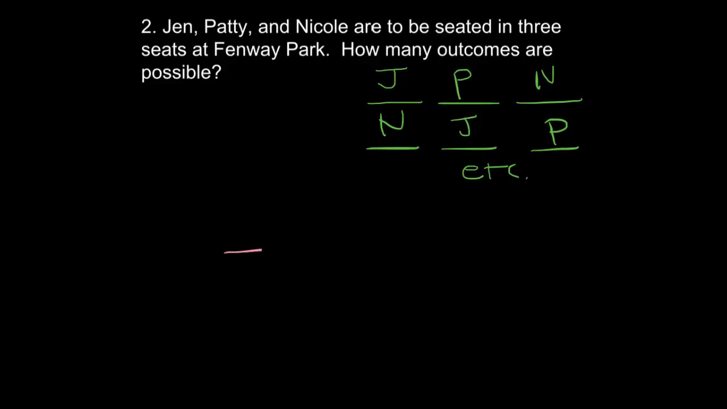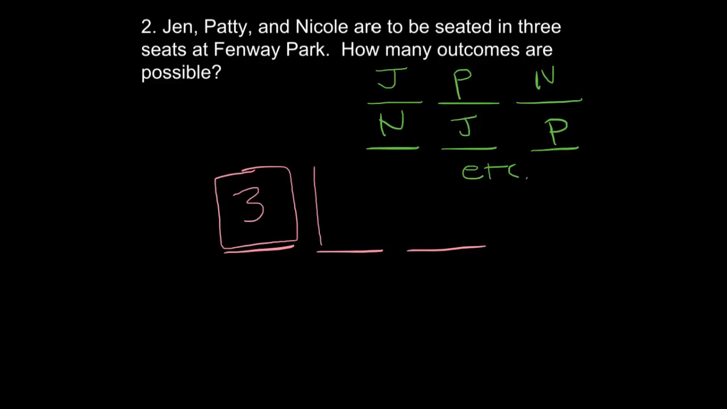What I mean by that is, here are my 3 seats, right? Seat 1, 2, and 3 in a row. So just think about filling each seat individually. How many ways can you fill this first seat? Well, at the beginning of the situation, there are 3 options for the person who can sit there: Jen, Patty, or Nicole. So there's 3 ways to fill that seat.